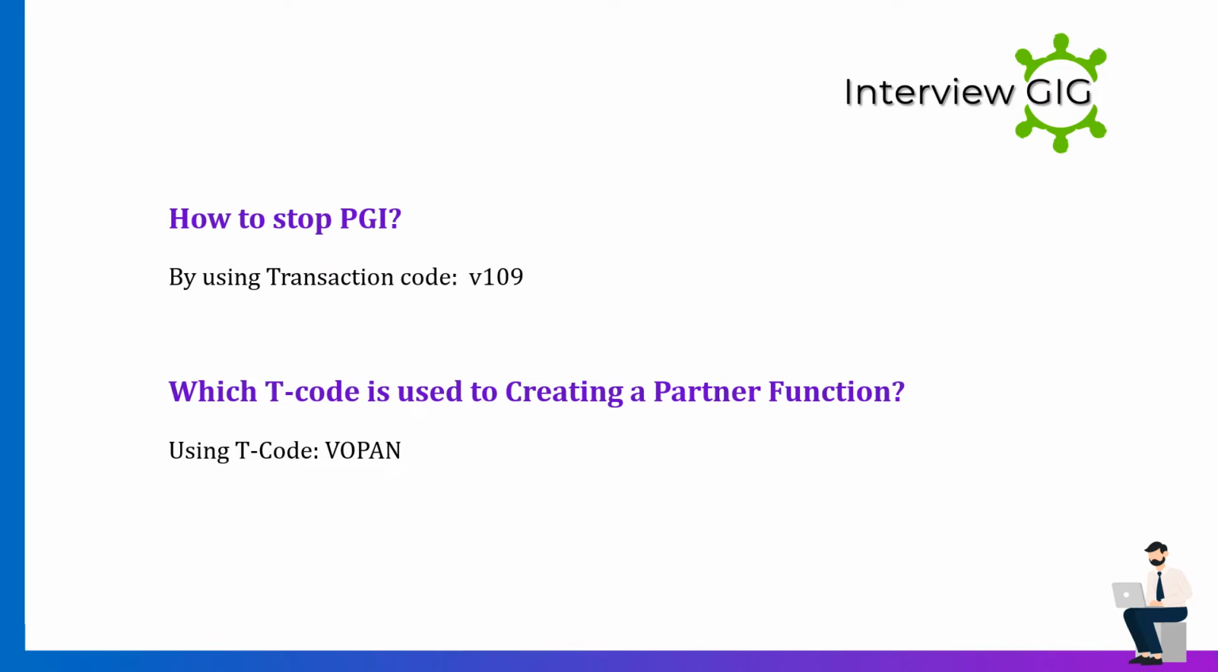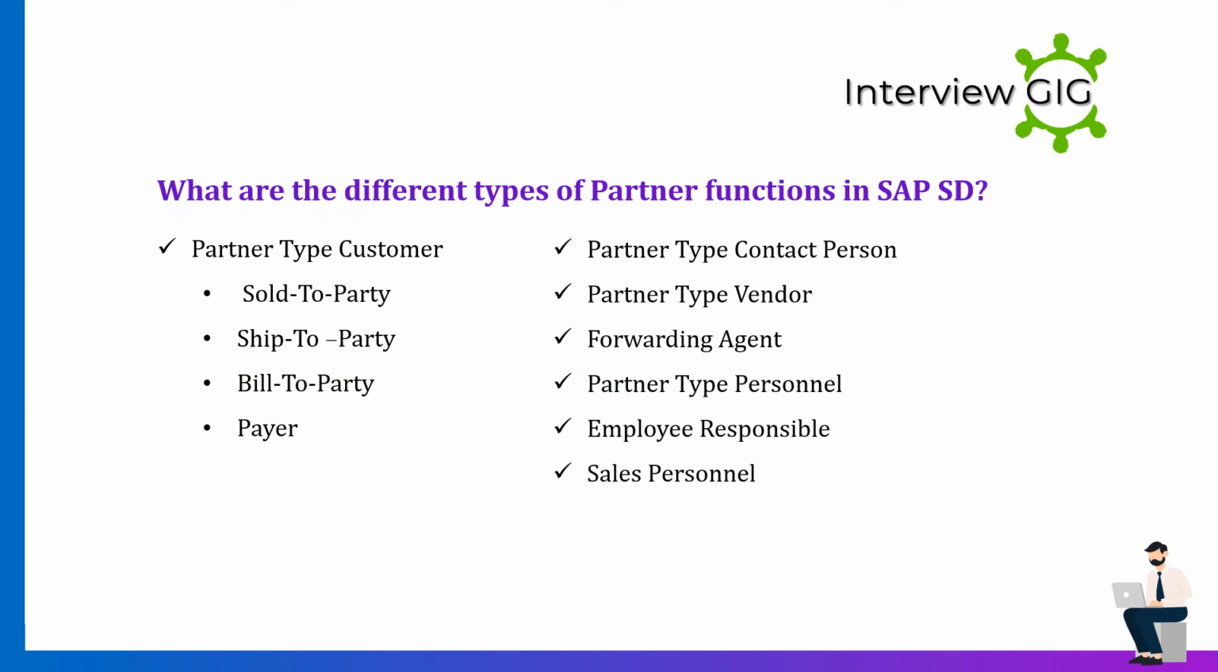How to stop a key? By using transaction code V109. Which T-code is used for creating a partner function? Using T-code VOPN. What are the different types of partner functions in SAP SD? Partner type customer: sold-to party, ship-to party, billed-to party, payer. Partner type contact person. Partner type vendor: forwarding agent. Partner type personnel: employee responsible, sales personnel.